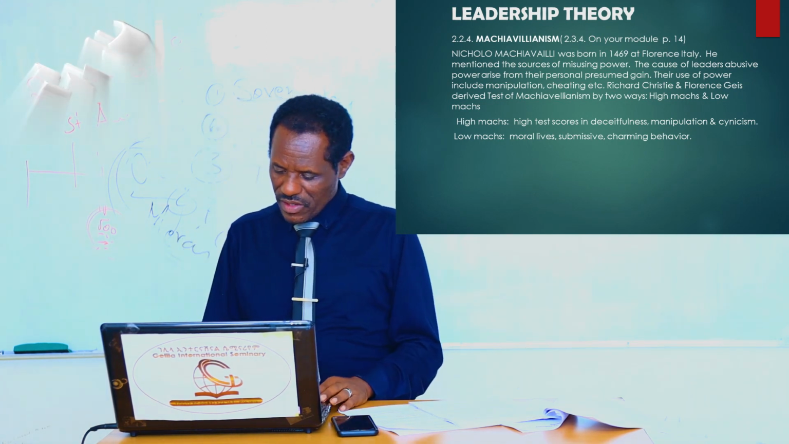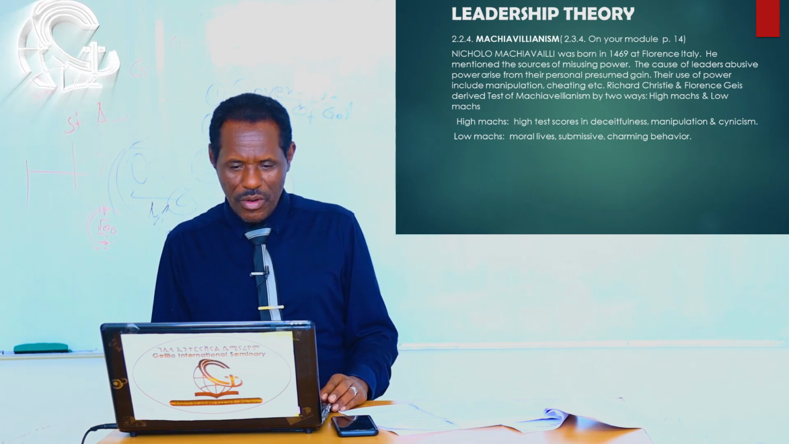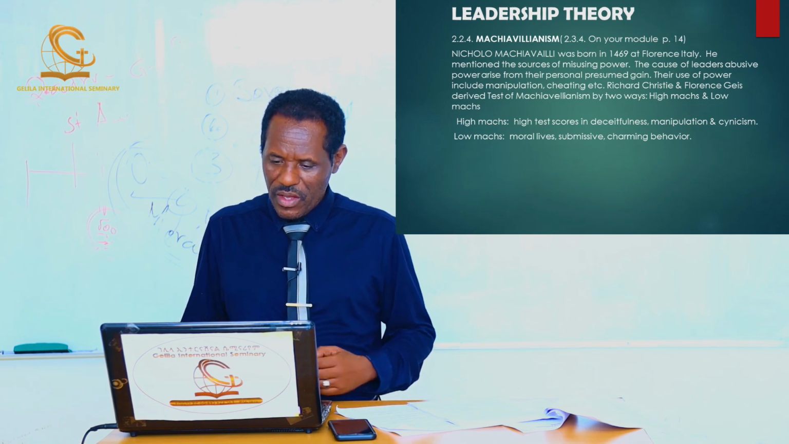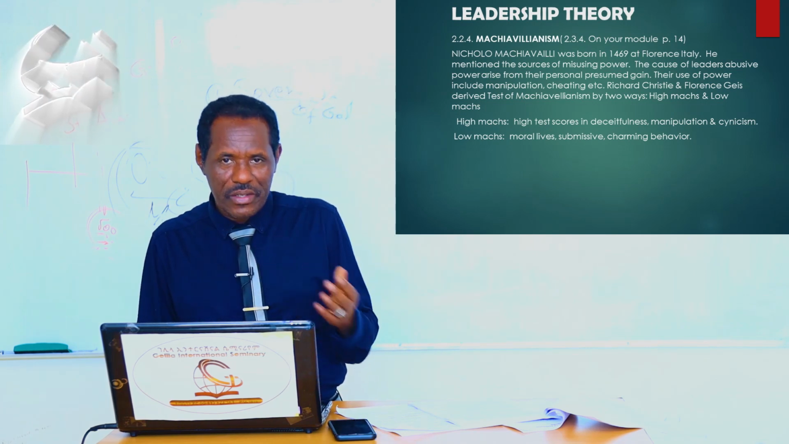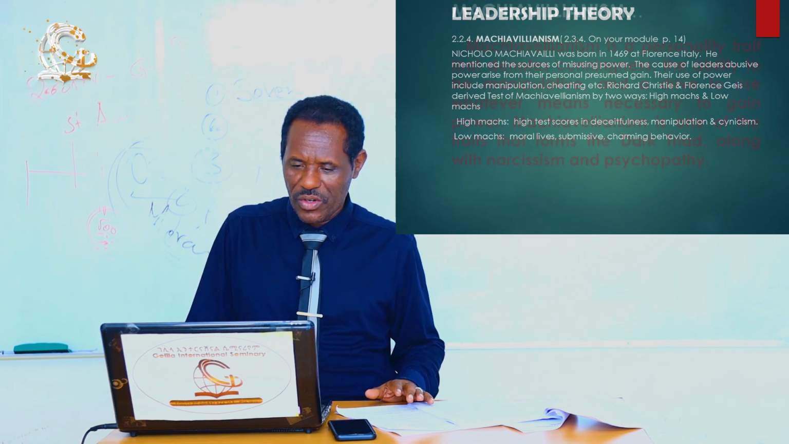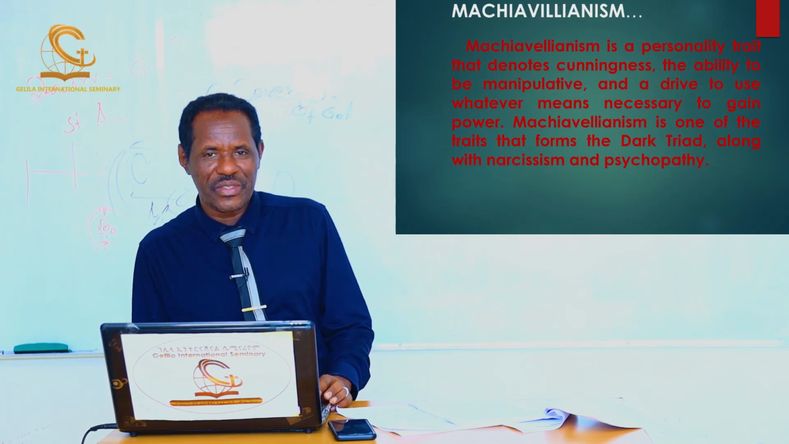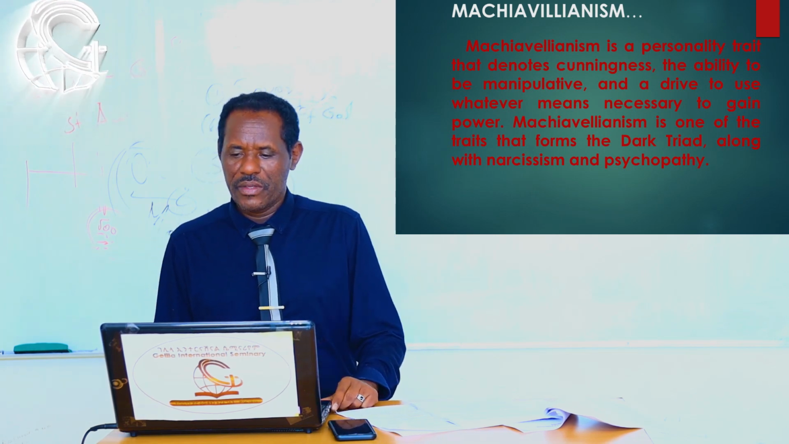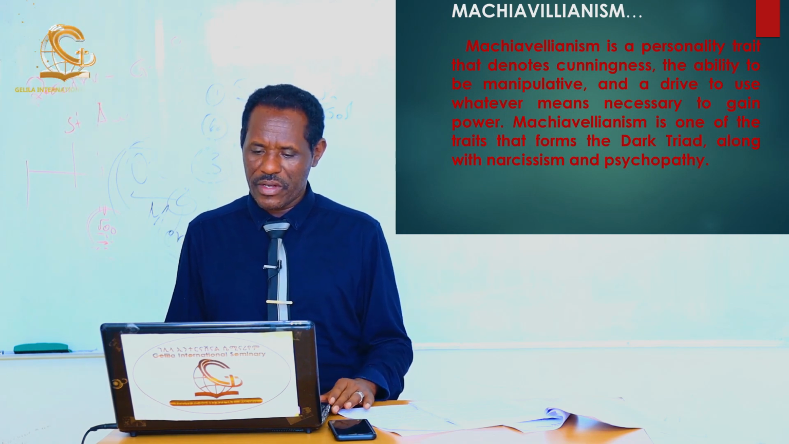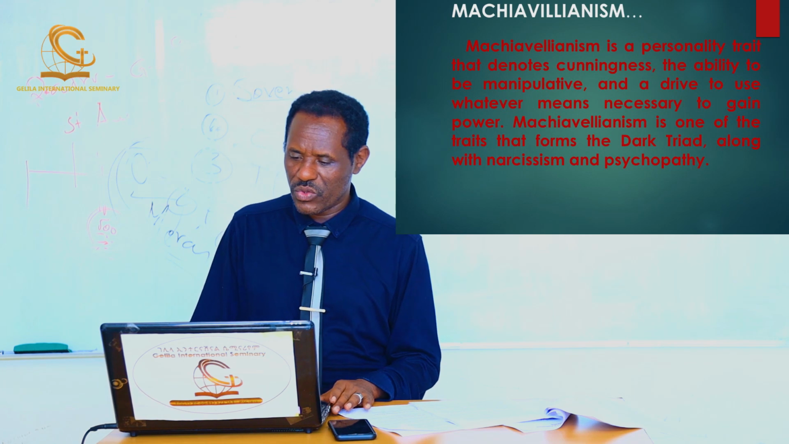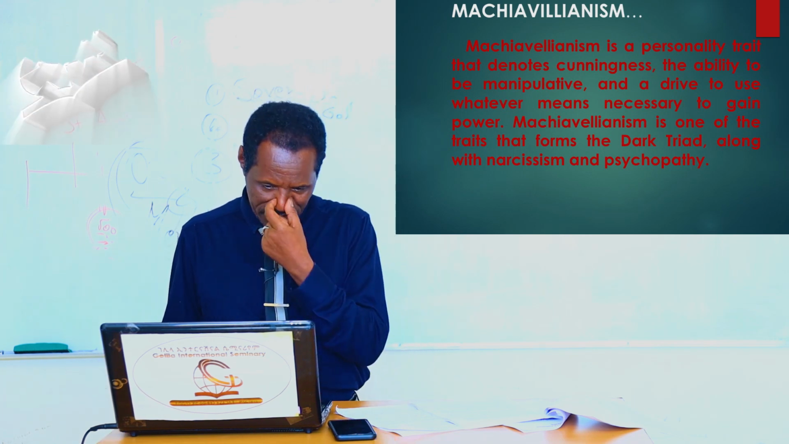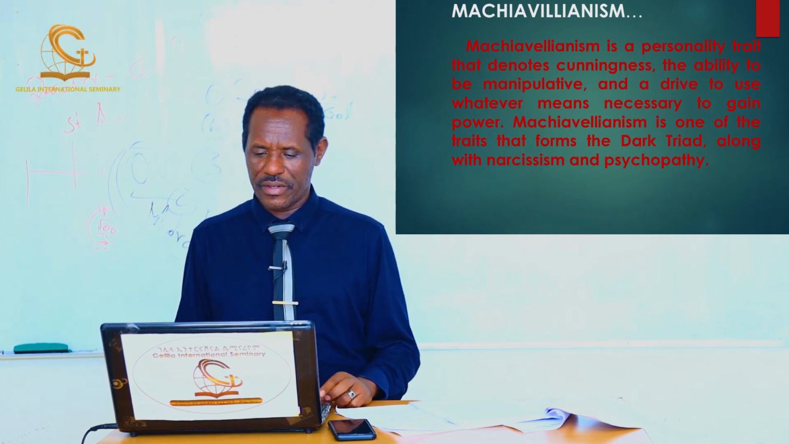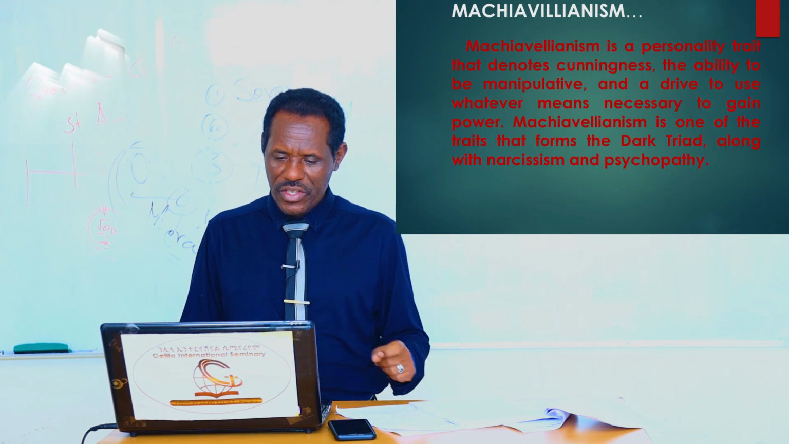So Machiavellianism is a mark of deceitfulness, an icon of cheaters. It is a personality trait, a personal behavior that denotes cunningness, the ability to be manipulative, and the drive to use whatever means necessary to gain power and authority. Machiavellianism is one of the traits that forms the dark triad, along with narcissism and psychopathy.